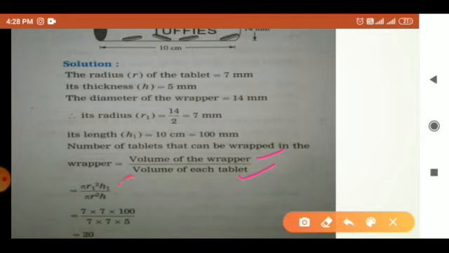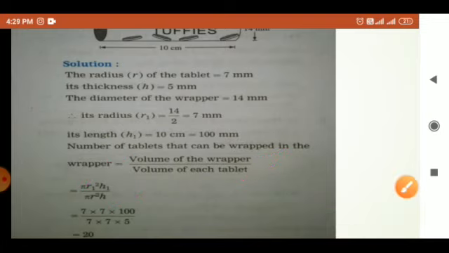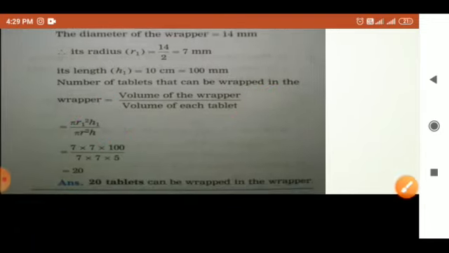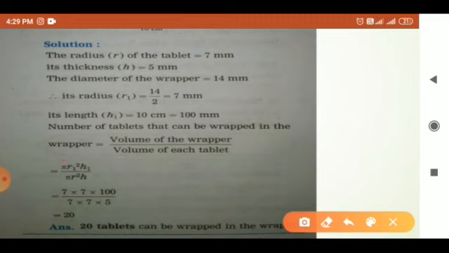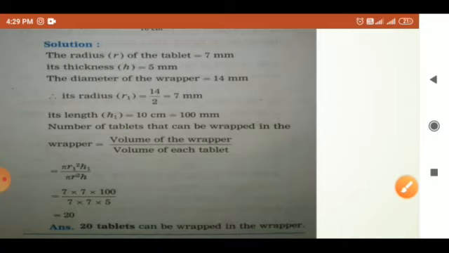So we have the formula pi r square h, pi r square h. For the wrapper we have taken R1 and H1, so we will write R1 and H1. On substituting the values, what we will get, 7 pi and pi gets cancelled here only, both the pi's got cancelled. Then the value of R1 is 7 7 and H1 is 100, the value of R2 is 7 7 5. So when you calculate you will get the answer as 20. So 20 tablets can be wrapped in the wrapper.